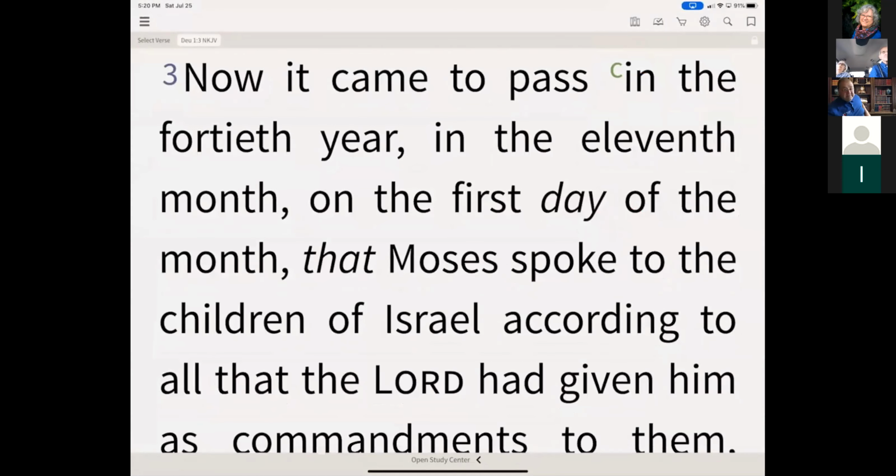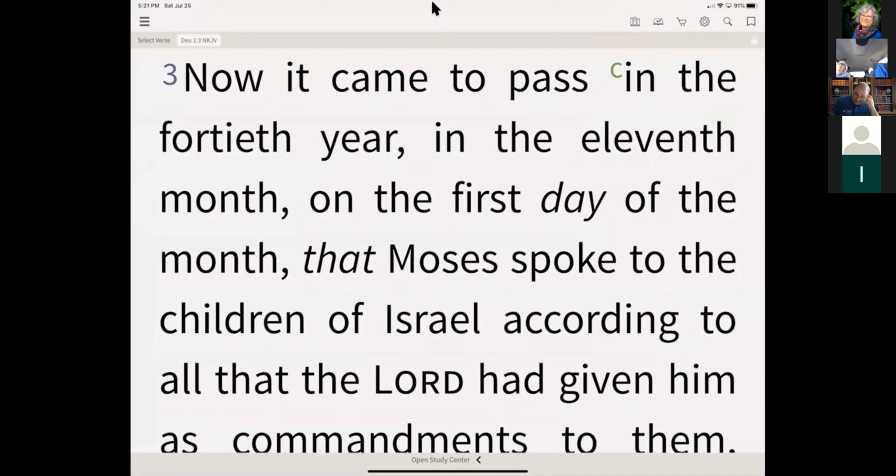So it came to pass in the 40th year and 11th month. So this is how long it took them to make what is normally an 11-day journey. Isn't this interesting? Why?